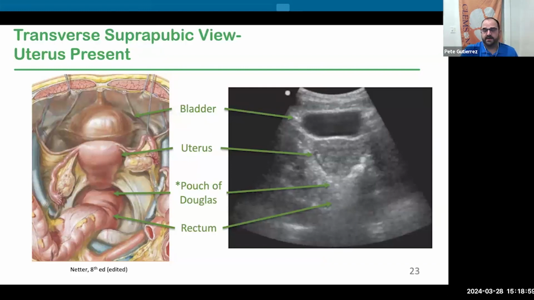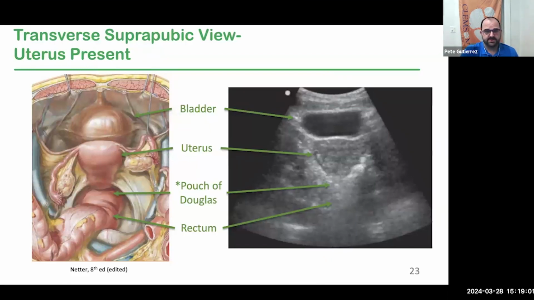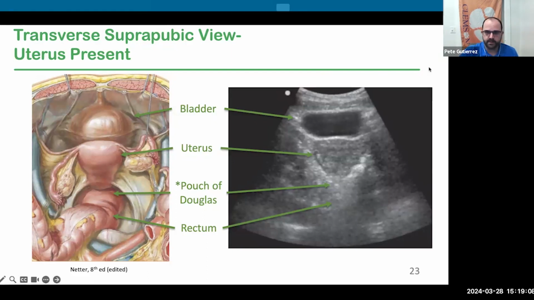Now, obviously, the anatomy that you're going to see is going to change depending on whether there's a uterus present or not. So in a pelvis with a uterus present, in the near field, you're going to see the bladder. Directly behind that, the uterus. There's a potential space right behind that called the pouch of Douglas, and then the rectum is right behind that. So the place that you're going to see fluid collect is in this pouch of Douglas, so between the uterus and the rectum.